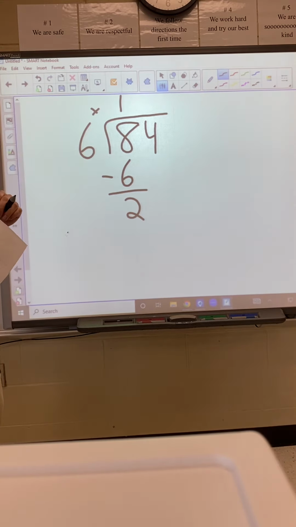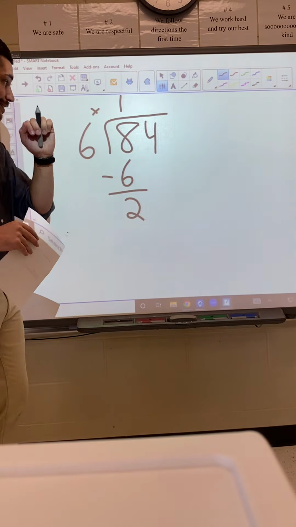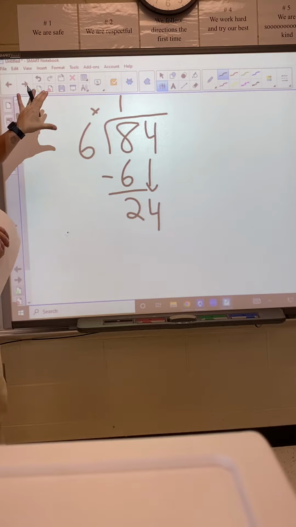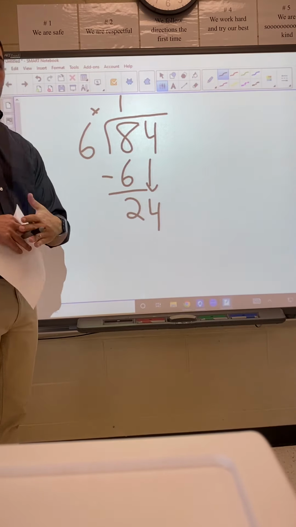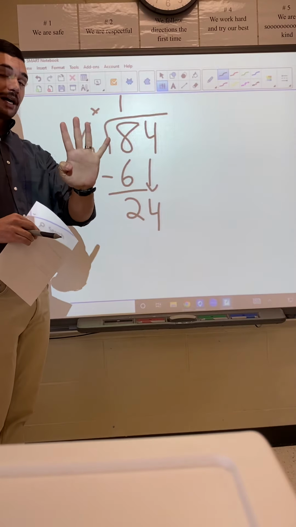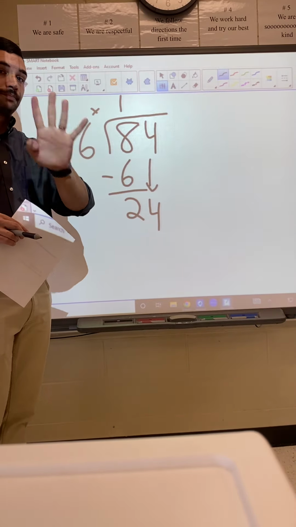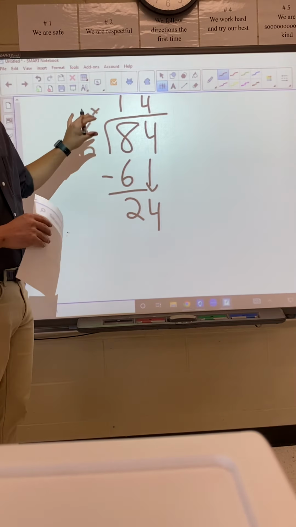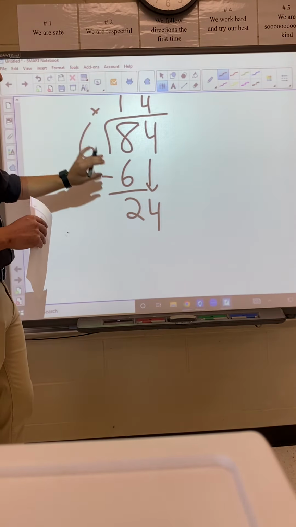What do we need to bring down? That's exactly right. We bring down that 4. Good job. Now we're looking at how many times can 6 go inside of 24. So if we do our skip counting up, 6, 12, 18, 24. How many times can 6 fit inside of 24? 4. That's exactly right. So we put our 4 on top. That's our division step. How many times can 6 fit into 24?